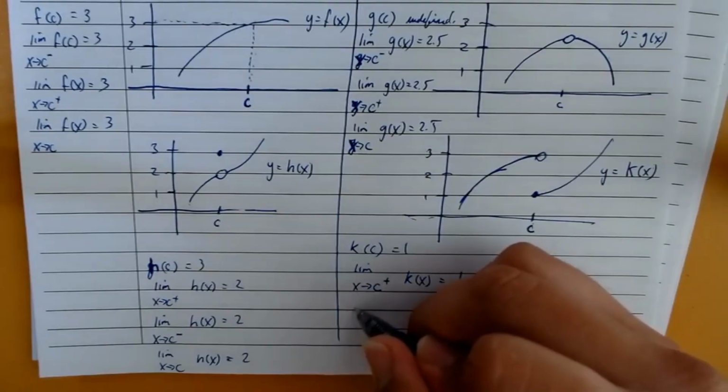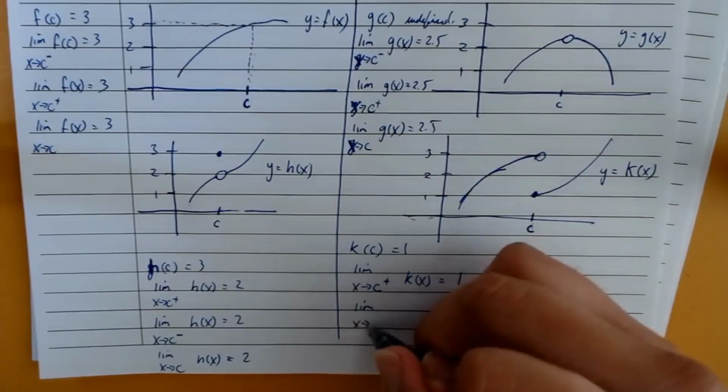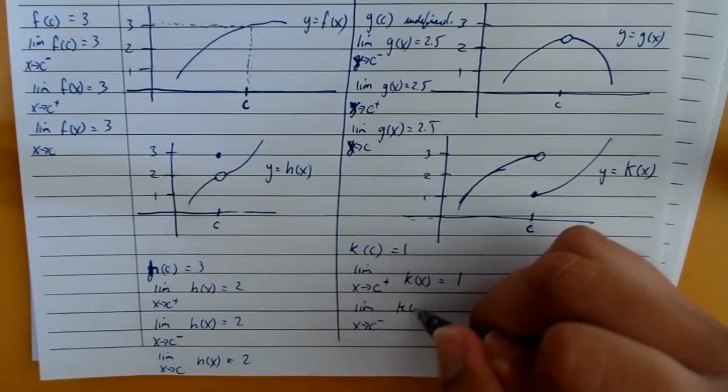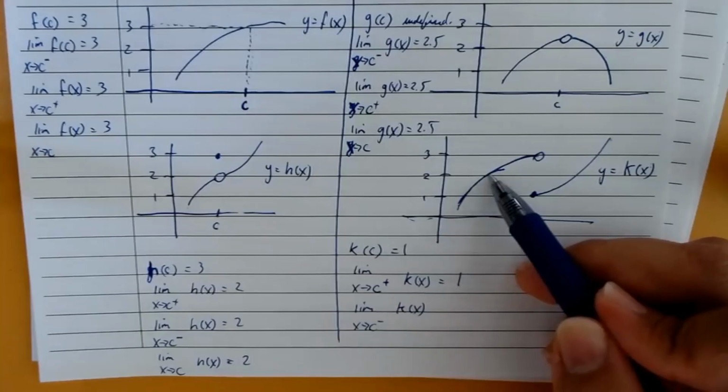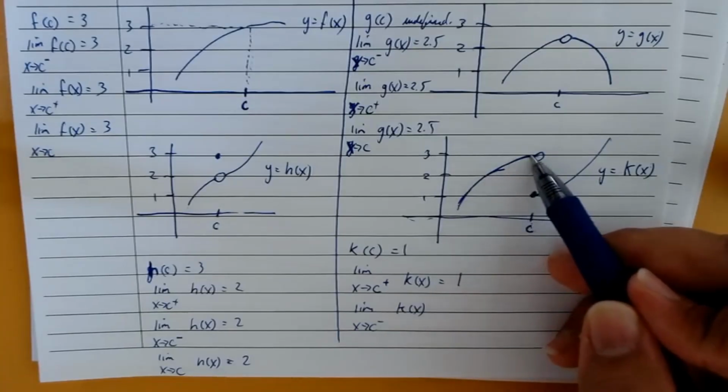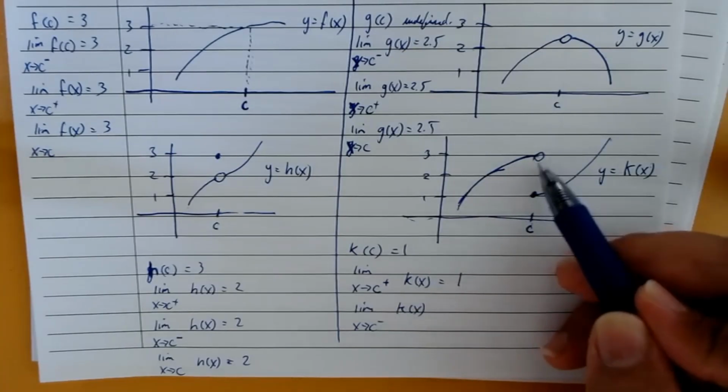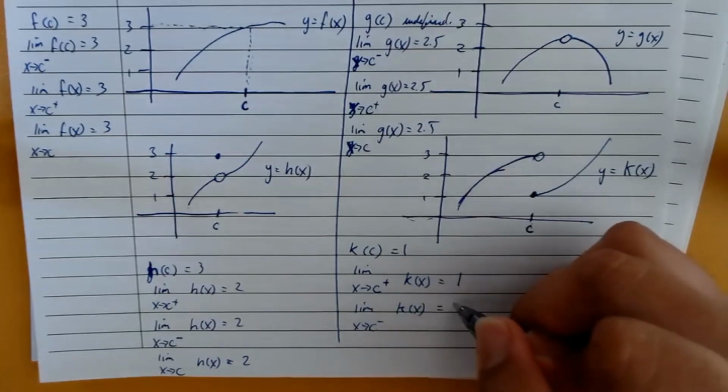What about from the left? The limit as x approaches c from the left of k of x, well, that's from this side. My y value is getting bigger: 1, 1.5, 2.1, 2.8, 2.99. It's getting bigger and bigger toward the number 3.